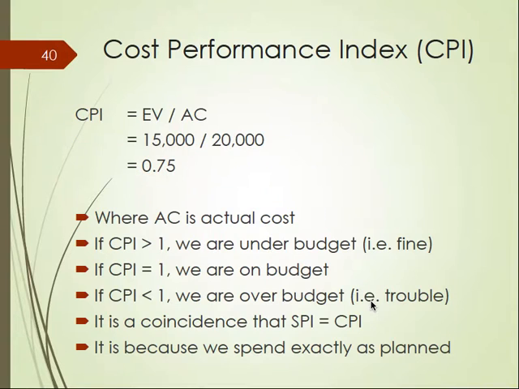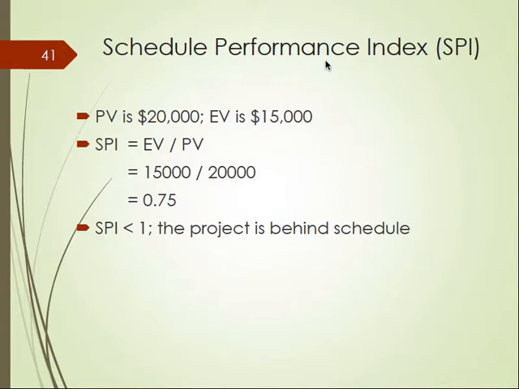And the difference between these is that CPI is about the cost, and SPI is about the schedule. So they denote the health of the project from different perspectives. One is the health in terms of schedule. The other is the health of the project in terms of the cost.